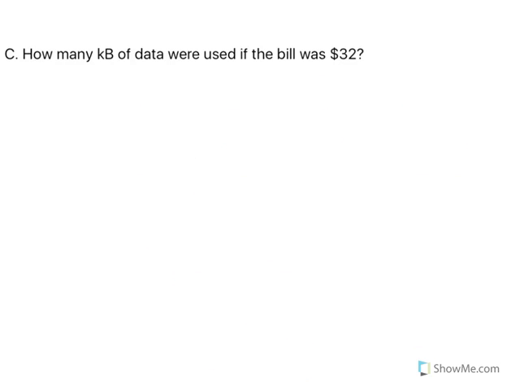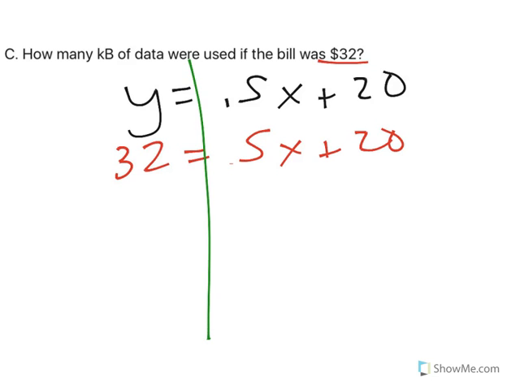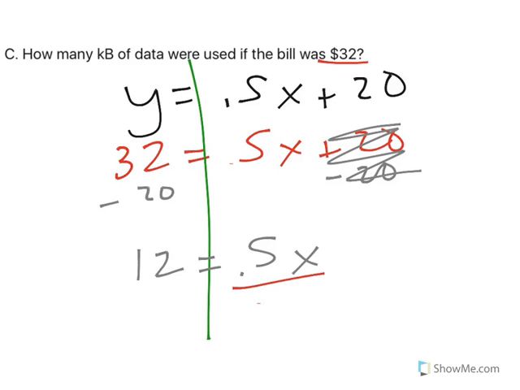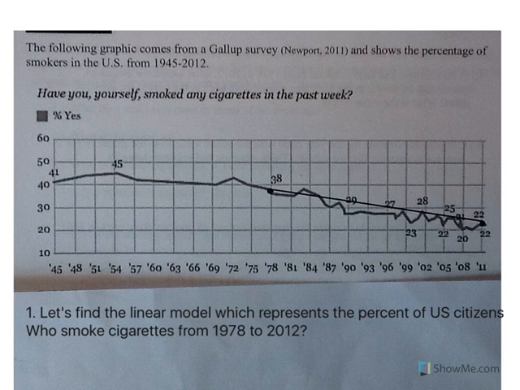And letter C, how many kilobytes of data were used if the bill was $32? Well, again, we have our formula. 32 is the total cost, so it goes in for the total, and I solve. So my first step would be to get rid of the constant. I subtract 20. Those go away. 12 equals 0.5x. Divide both sides by 0.5. X is 24 kilobytes. So for this particular example, if you only have a $32 bill, you only use 24 kilobytes of data.